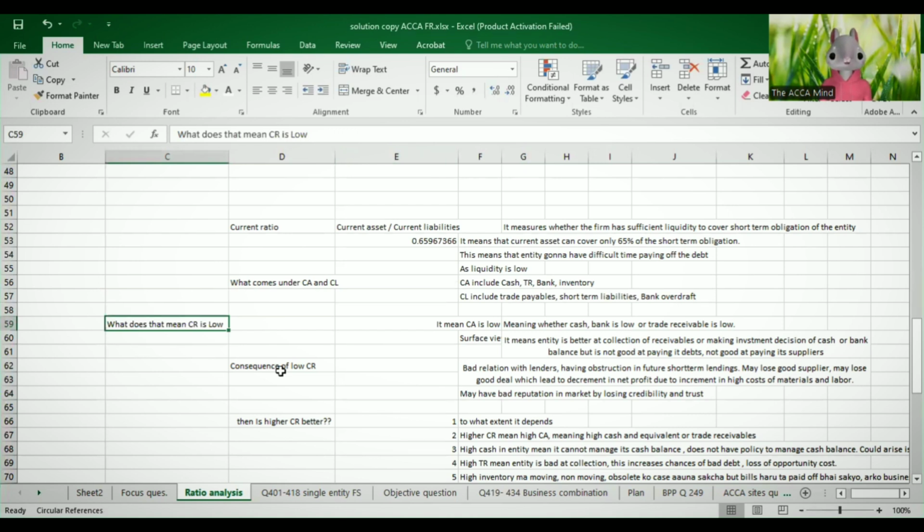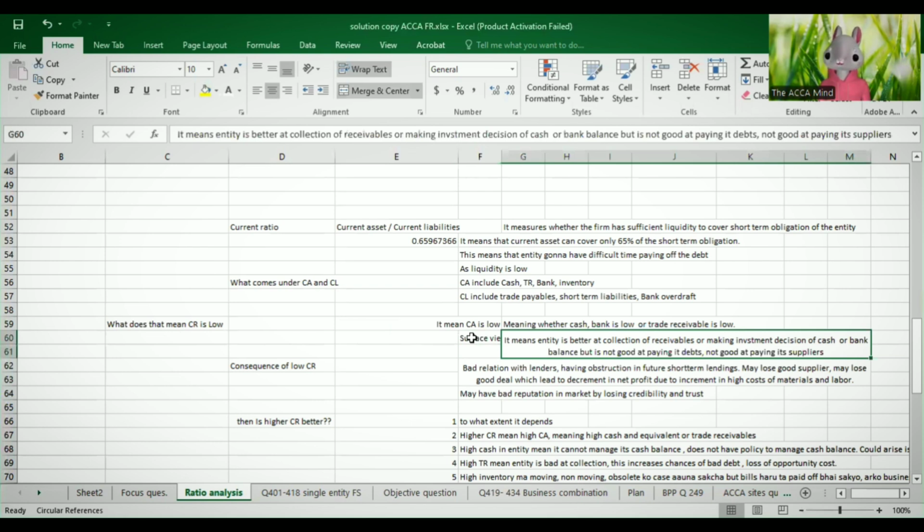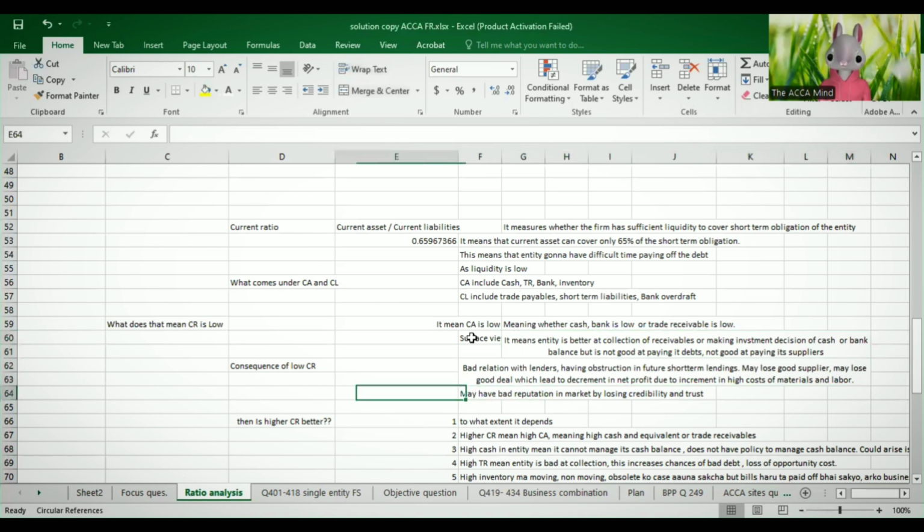What does it mean when the current ratio is low? It means that cash or bank is low, trade receivable is low, or inventory is low. On the surface view, it means that the entity is better at collection of receivables and making investment decisions of cash or bank balance, but is not good at paying its debts, and neither is it good at paying its suppliers. Let's talk about the consequences of a low current ratio.